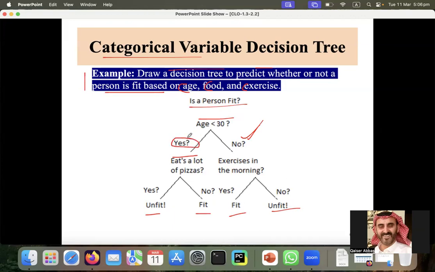Now after each decision node, this is called a decision node, after each decision node you have two classes, two categories or two classes.